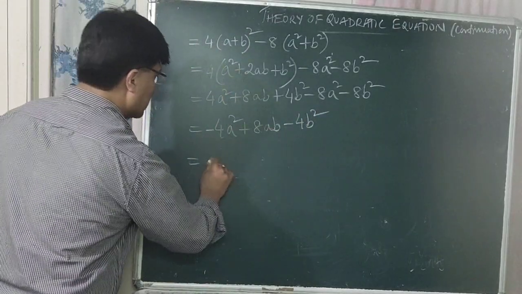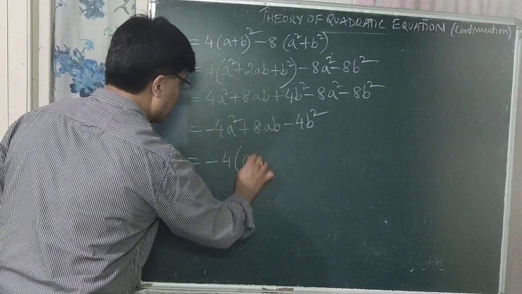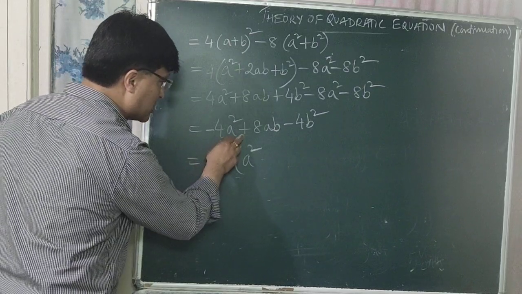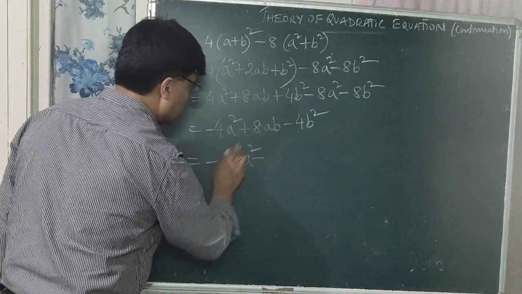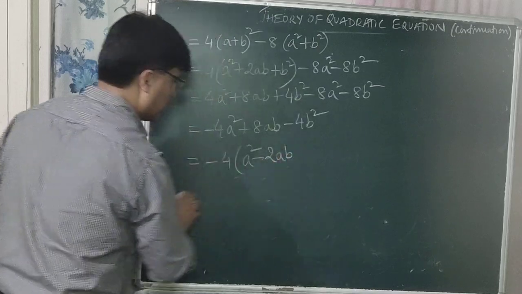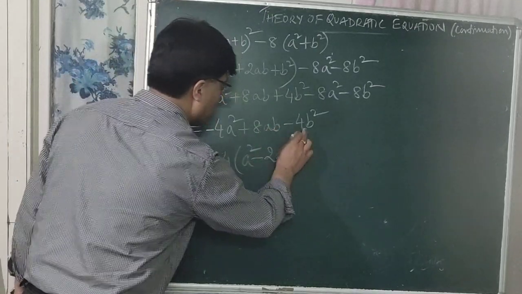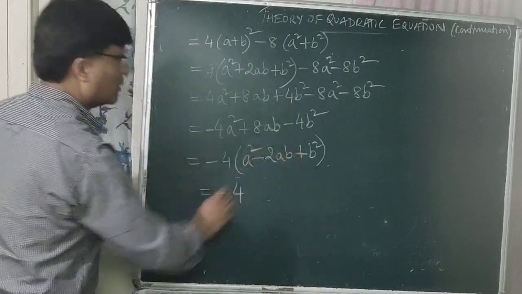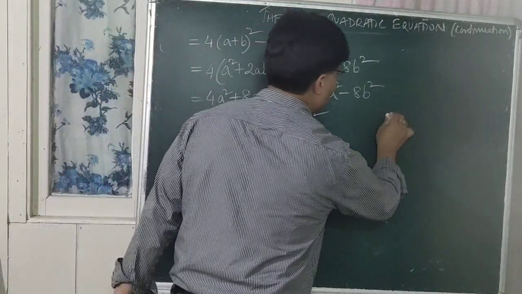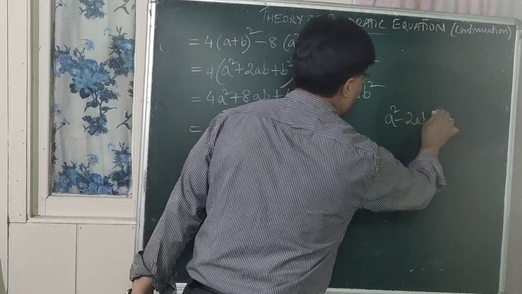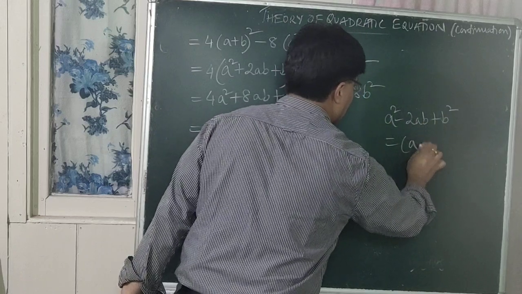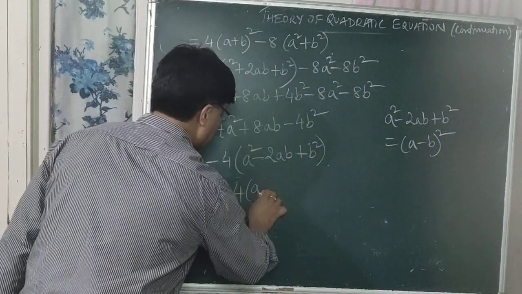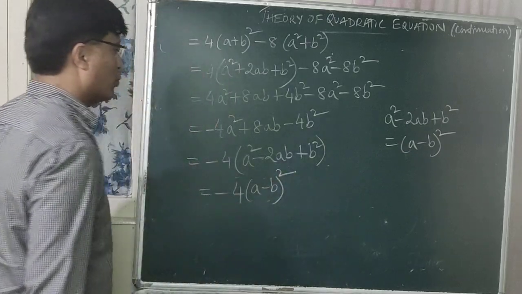So what is common out here? Minus 4 within bracket a square. Minus 4 is taken common here, so you have to change the sign, minus into plus, minus 4 to side 2ab. Here also minus into minus plus 4 is taken common, so it is b square. Minus 4 is the formula here: a square minus 2ab plus b square. What is this formula? It is a minus b whole square. So minus 4 into a minus b whole square.